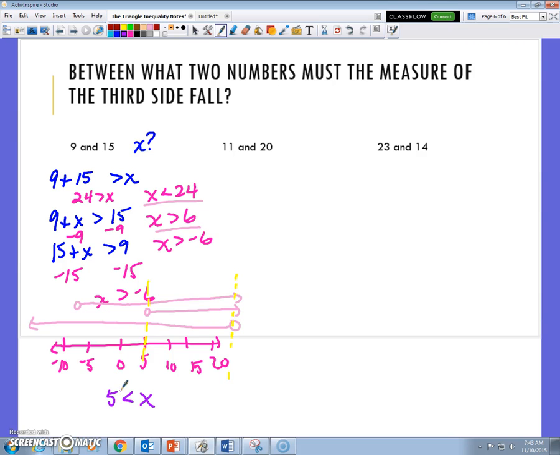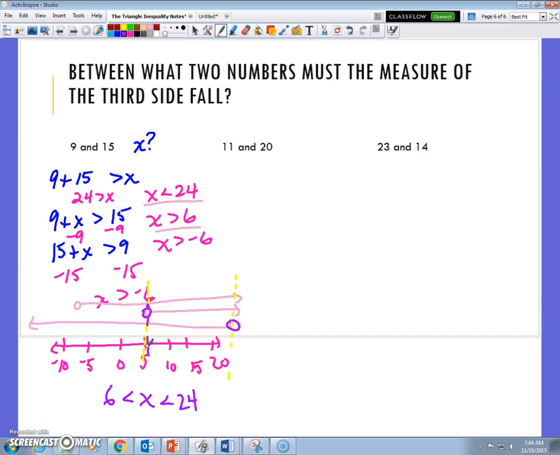Oh, no, that's a 6, sorry. That's why I should number lines a little more carefully. It should be bigger than 6. This is actually a 6 right here. And it should be less than 24. Not including 24. This open dot says that we can't include it because it doesn't share in all three. And this open dot says that we can't include 6. So bigger than 6 and less than 24.